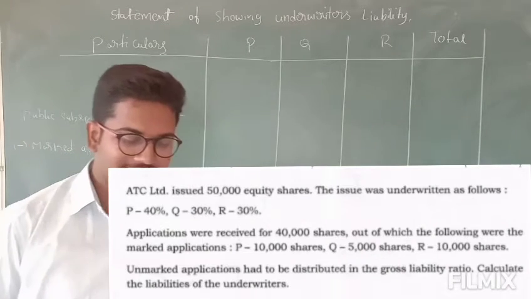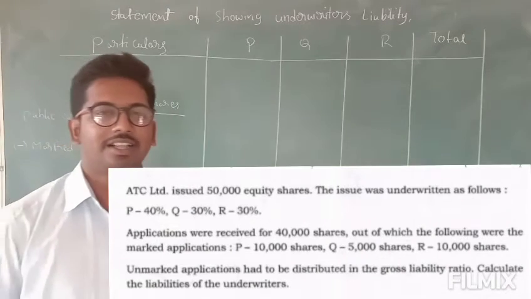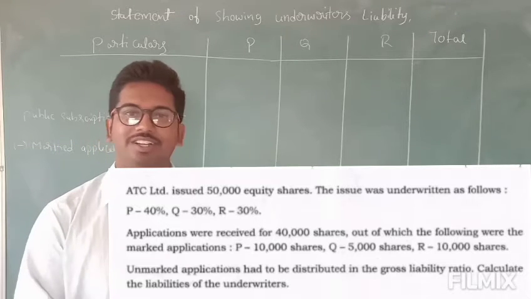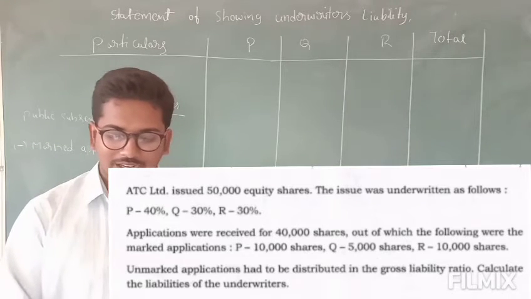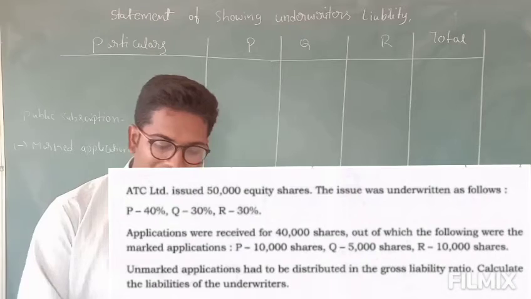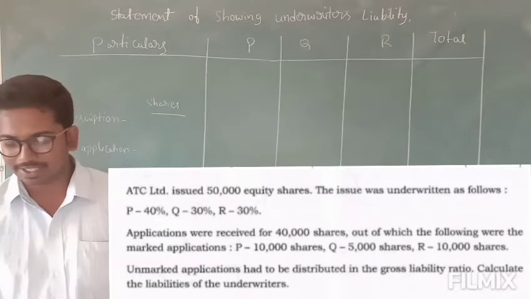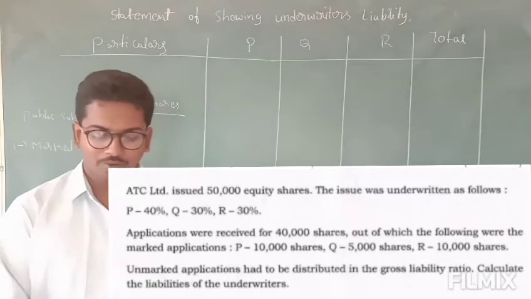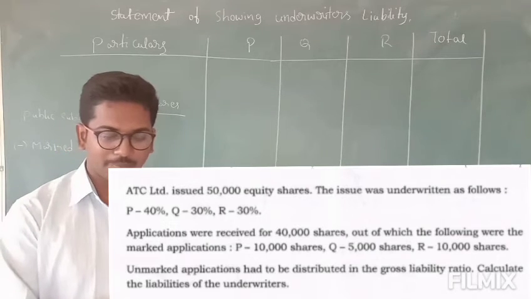ATC Company Limited issued 50,000 equity shares. That means the overall number of shares the company issued is 50,000. The issue was underwritten as follows: P 40%, Q 30%, R 30%. By looking at this, we come to know the issue was completely underwritten by P, Q, R.